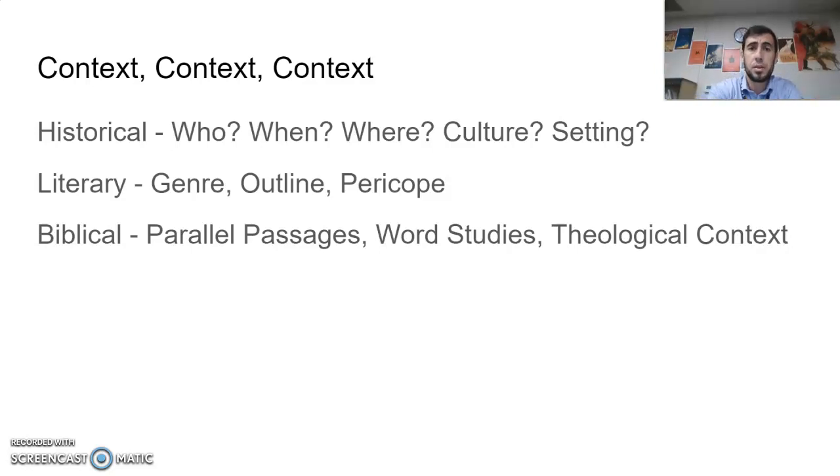So we outline things, right? How does this fit within this, fit within this, fit within the whole book? And how does that book fit within the whole Bible? Because it does tell one grand story with Jesus at the center. We want to read things within their literary context. And then just biblical context, parallel passages, sometimes called cross references.